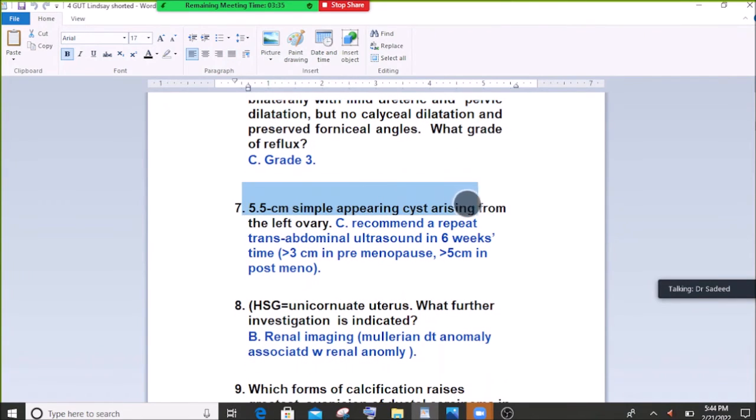Question 7. A 5.5 cm simple cyst arising from the left ovary. What do you do? You comment or repeat transabdominal ultrasound in 6 months. If greater than 3 cm premenopause and greater than 5 cm postmenopause, it should be followed up.